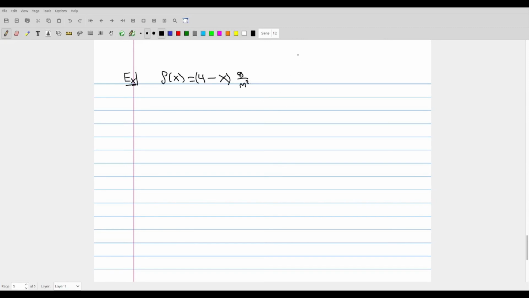So what this means is that along the object, at any given point along the x-axis, if you have your three-dimensional object, the cross-sectional mass density at this point along the x-axis is given by this function right here, is given by rho of x.